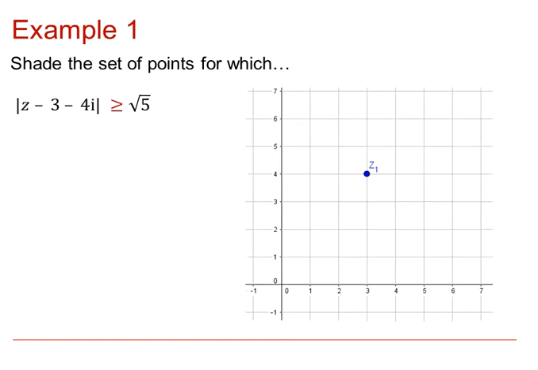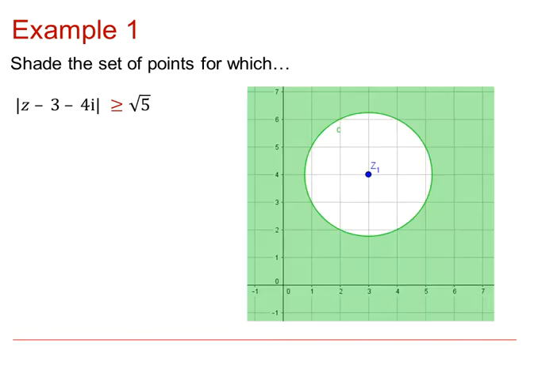For the situation in which we're looking at the modulus of z minus z1, in this case 3 plus 4i, greater than or equal to r, in this case root 5, then we will be looking to shade outside the circle. This is shown on this Argand diagram. In this case, because it's greater than or equal to, the circumference is included.